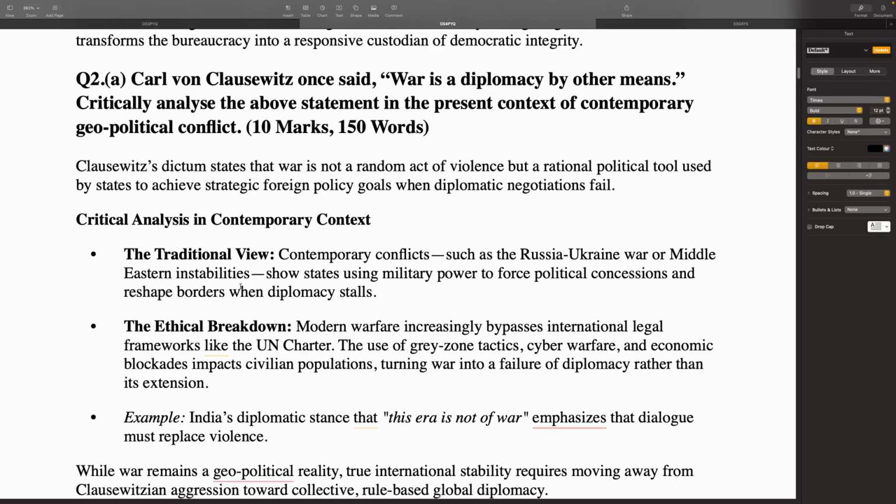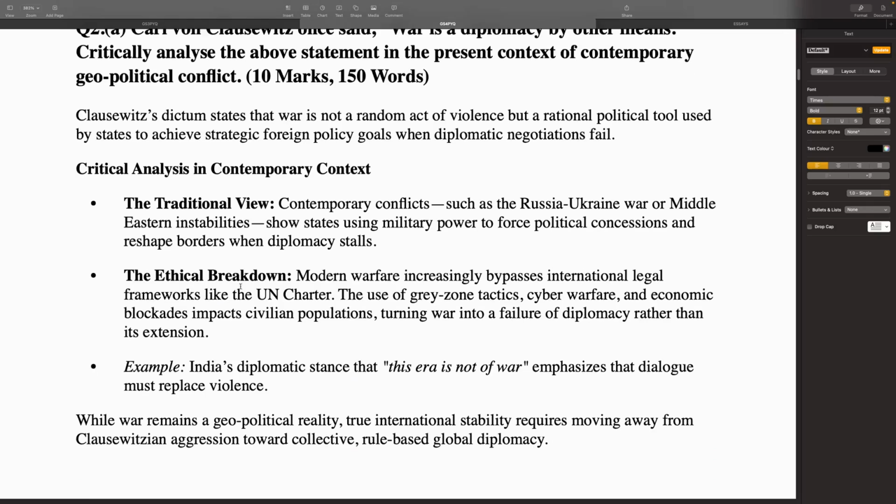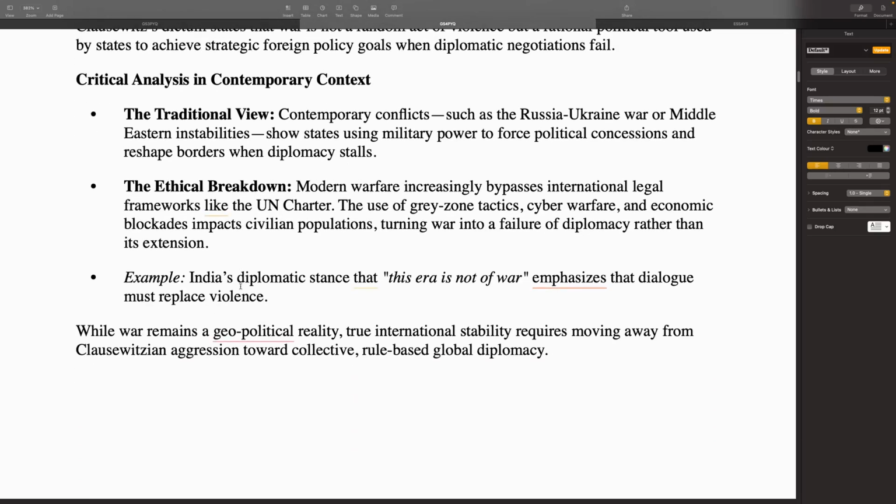Critical analysis in contemporary context. The traditional view: contemporary conflicts such as the Russia-Ukraine war or Middle Eastern instabilities show states using military power to force political concessions and reshape borders when diplomacy stalls.